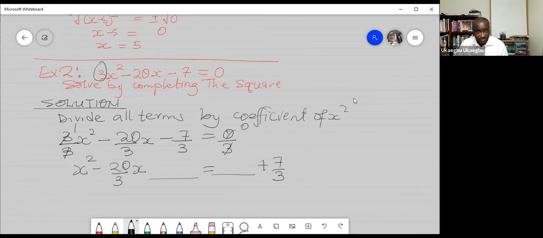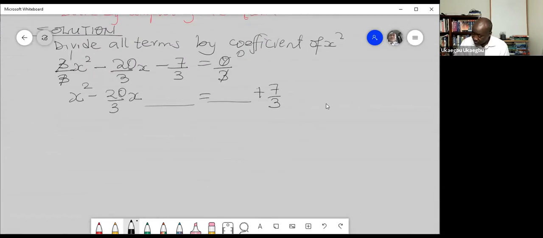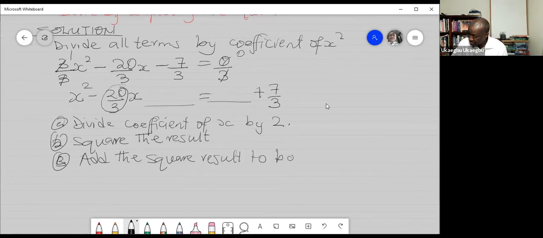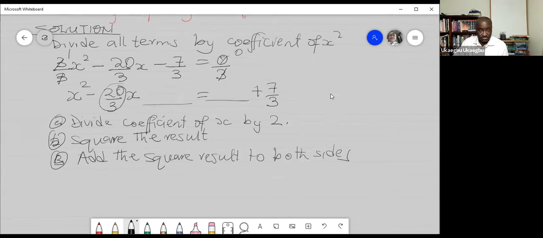Okay? So now let me write the instruction again, ladies and gentlemen. So A, divide the coefficient of x by 2. That's step 1 you must take. Step 2, square the result. Once you divide this by 2, that's when you square it. Third, B or C, whatever you're labeling it, doesn't really matter. The third one is add the squared result to both sides. Okay, that's what I'm going to do right now.